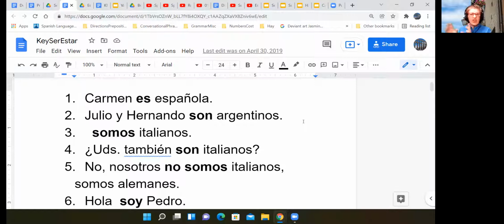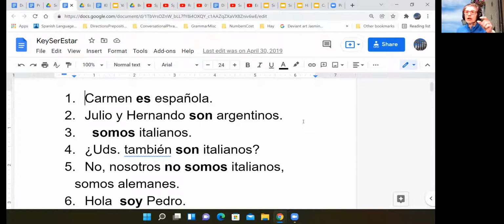Julio y Hernando, they are two guys. So we've got to get a plural verb, but yo is not in the group. So it's a third person plural. Julio y Hernando son argentinos. And again, it's nationality. They are from Argentina. Okay. Somos italianos. We, the only way to express we is somos. We are. And notice we don't use the we word. We don't use nosotros very much. They'll skip it most of the time. Somos italianos is all you've got to say, not nosotros somos italianos, okay?